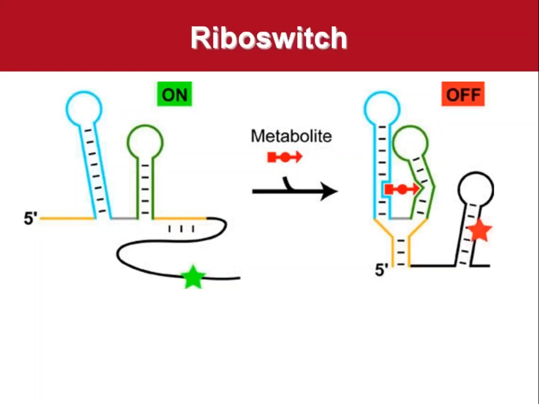There are also on riboswitches that work the opposite way. If no metabolite is bound, then the gene translation is off. If the metabolite is binding, we get the change of RNA conformation again, but this time the gene translation is switched on.